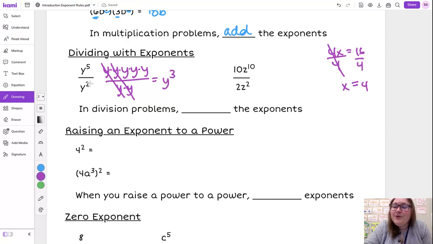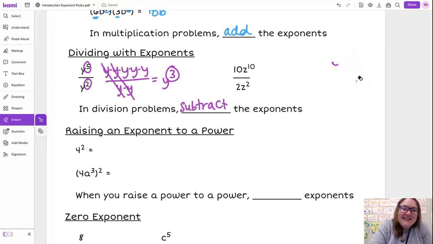Now again, you could write these out every single time, or you can just notice we had a 5 and a 2, and now we have a 3. What did we do with those exponents? We subtract. We subtract because you're canceling out the ones you have, you're removing those and seeing what you're left with.